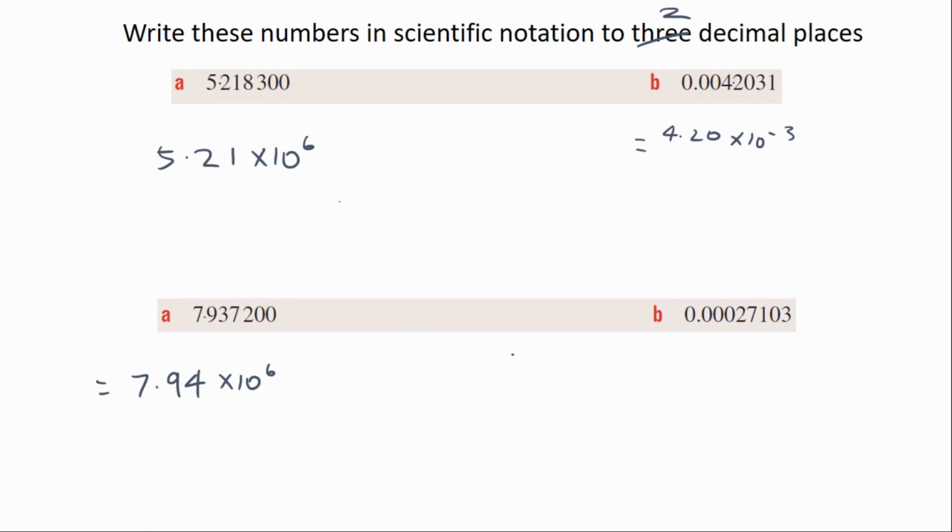Alright, last one here. Once again, just put a decimal point in between the 2 and the 7. Let's write it to 2 decimal places. So that'll be 2.71. And then count how many numbers are in front of the decimal point there. So it'll be 1, 2, 3, 4. So it'll be 10 to the power of negative 4.